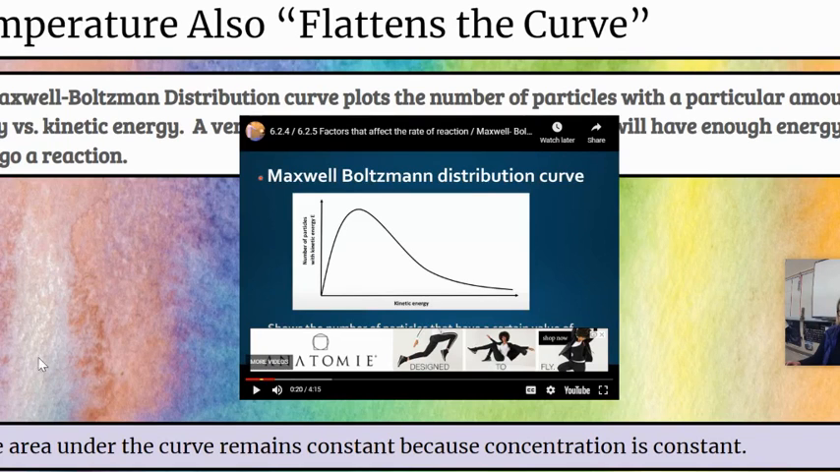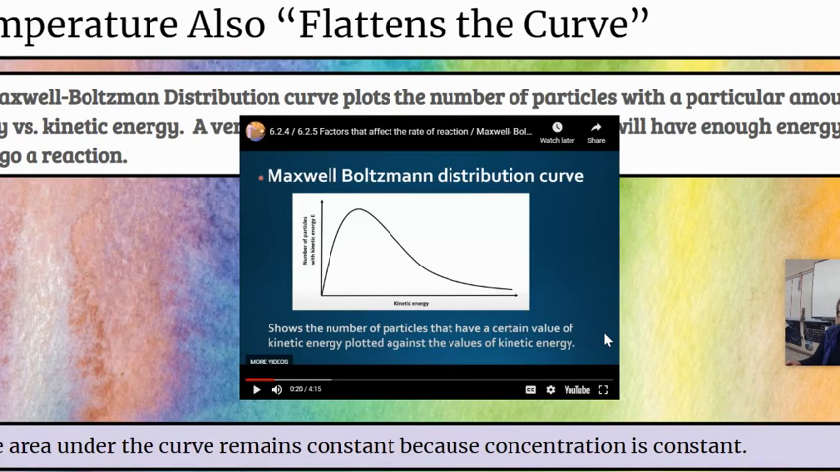Something in the video that I don't think they did a good job of explaining is that the area under the curve will remain constant because the concentration of all of the reactants and products are always going to remain the same. The probability of those particles having the correct amount of energy to cause a reaction will just shift towards the right and meet that activation energy threshold that is on the right side of the graph.